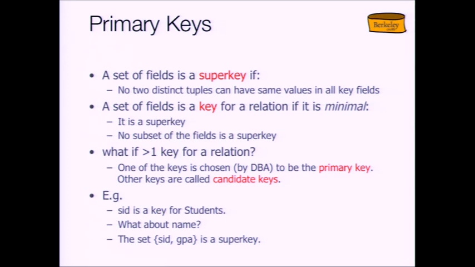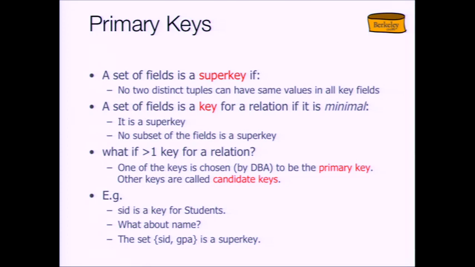So, a superkey uniquely identifies records in the table. Keys, without the super, are things where no subset of those fields is itself a superkey. So take the example again of SID and name. If I take away the name from that, it's still a superkey, right? SID still uniquely identifies all the students in the student table. So the combination of SID and name is not a key. It's a superkey, but it's not a key, because it's not minimal. So that's all that is.